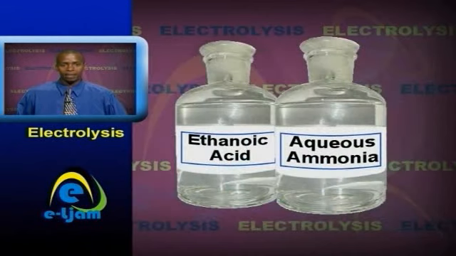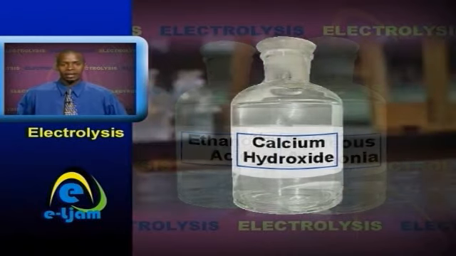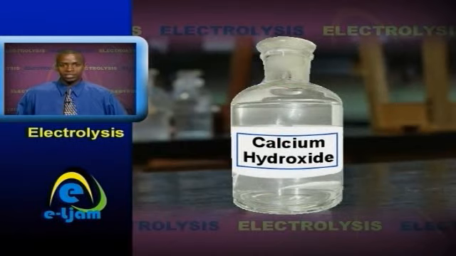Weak electrolytes are partially ionized in solution, that is, few ions are present, and these include weak acids and weak alkalis like ethanoic acid and aqueous ammonia. Sparingly soluble ionic compounds such as calcium hydroxide are also considered weak electrolytes.